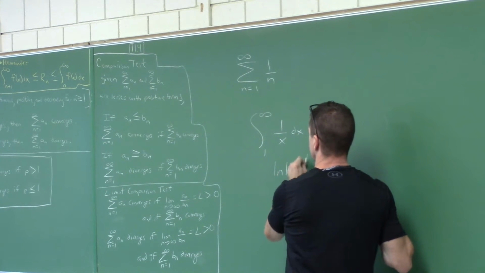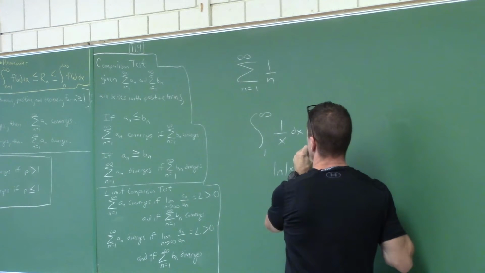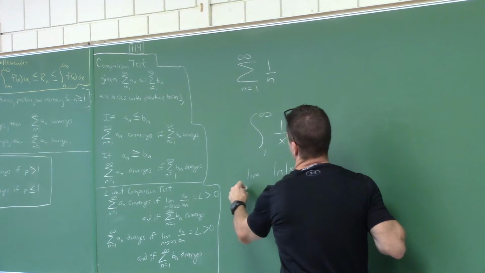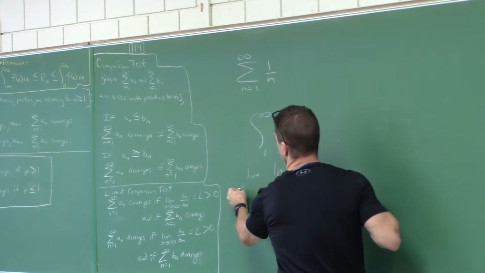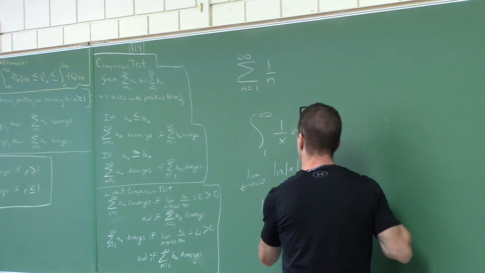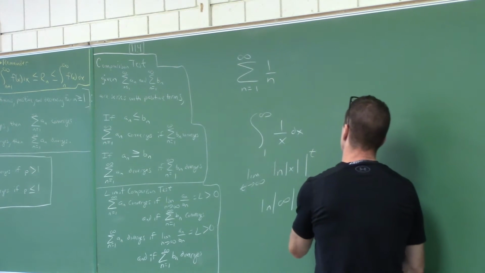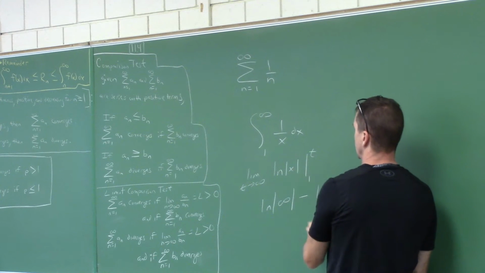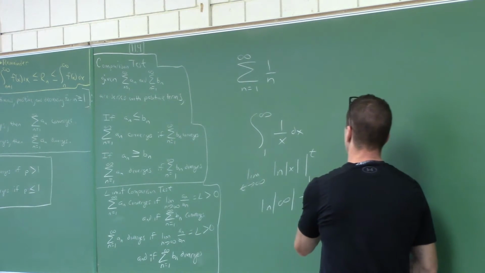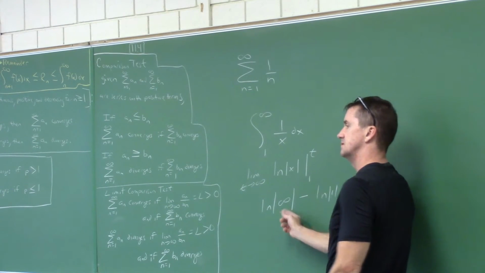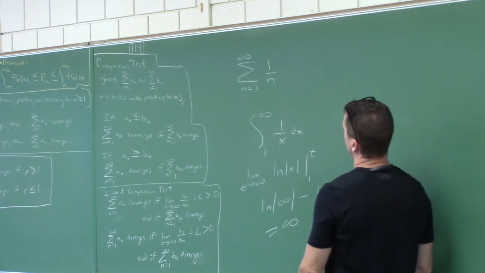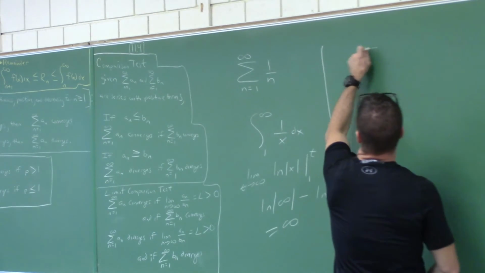The natural log of x. I'll replace the upper limit with t going to infinity. When we did this, we got something like that, right? Then you plug in a 1, you get the natural log of 1. What's the natural log of an infinitely large number? This diverges.